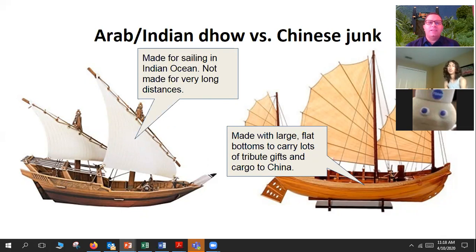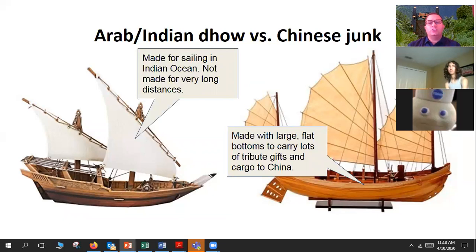We have our Dhow ship on the left, and we have the junk ship, which was anything but, on the right. The Dhow ships were designed to sail in the Indian Ocean. They were not designed for sailing around the world. They were not made for super long distances. This is not the kind of ship that you're going to see Ferdinand Magellan or Christopher Columbus take off in. These were smaller ships. They were designed for shorter voyages.